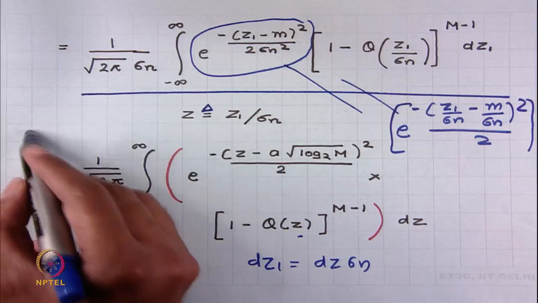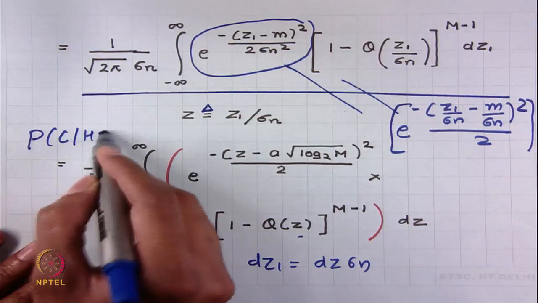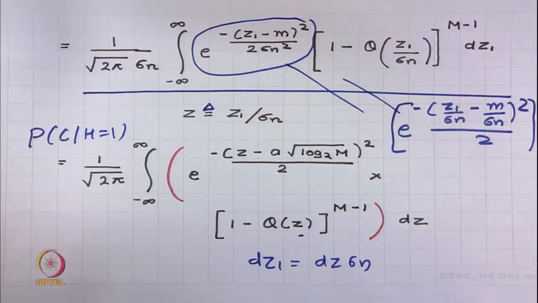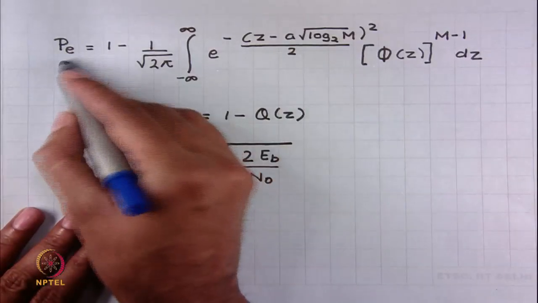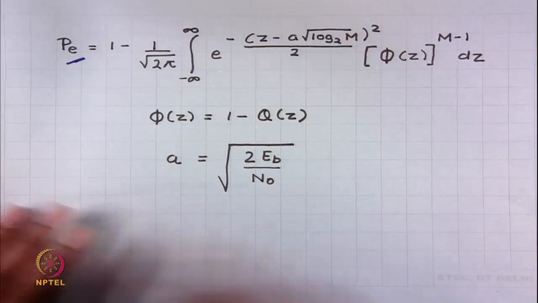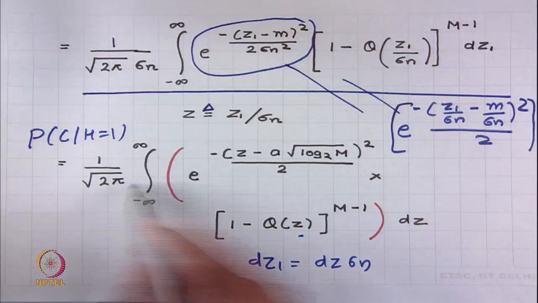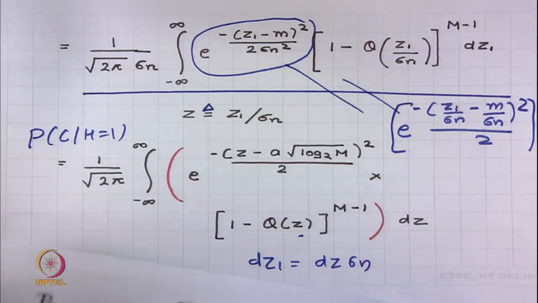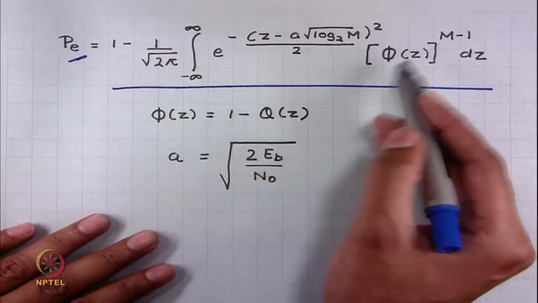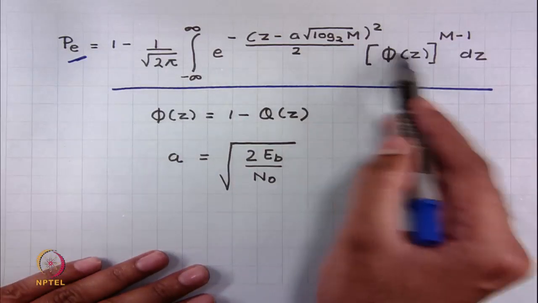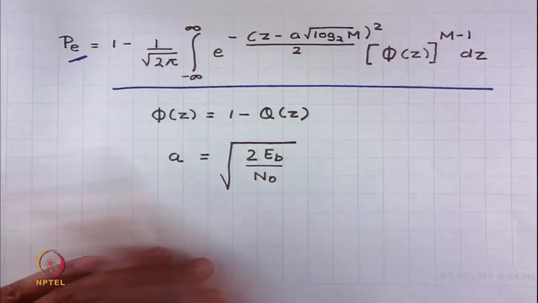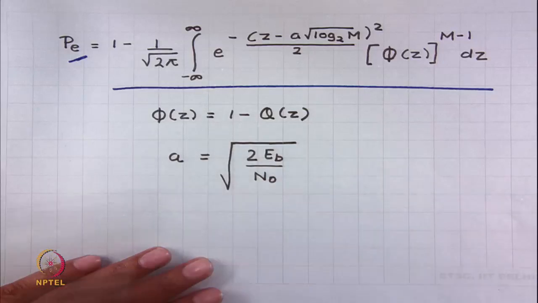So, what we have got is probability of being correct if we have sent the hypothesis 1 is simply this integration. From this we can easily calculate the probability of error, which is 1 minus probability of being correct. Okay. And we have already calculated that probability of being correct is this thing. So, probability of being in error is this thing. What more we have done is we have introduced this phi of z, where phi of z is simply 1 minus q of z, okay. And a in this expression is root of 2 E b by n naught.